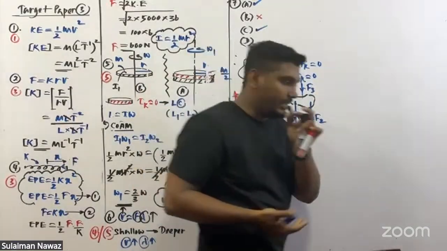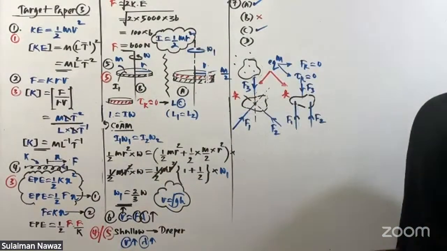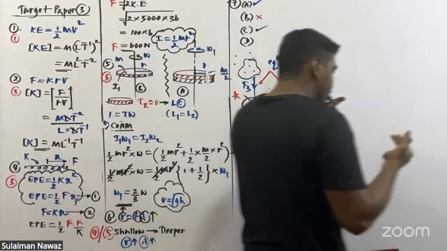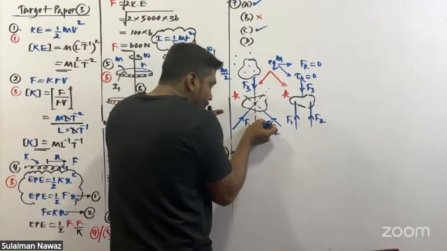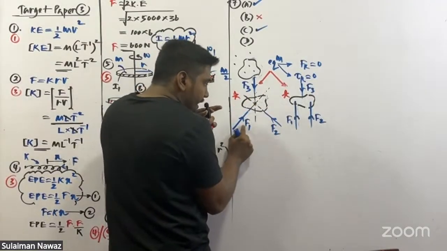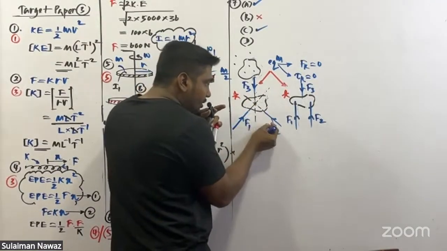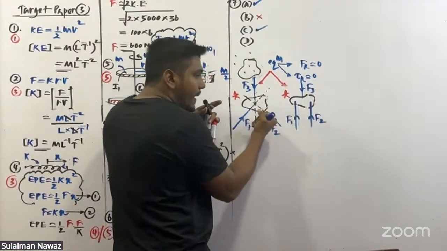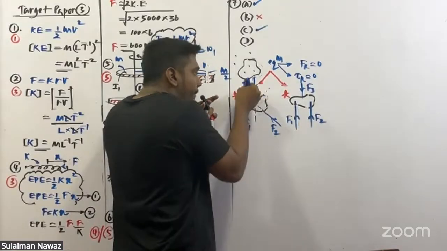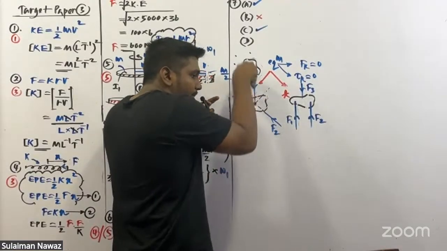That's correct, right? The resultant of any two forces must be equal to the magnitude of the other force. For example, when you consider F1 and F2, the resultant force of F1 and F2 must be equal to the magnitude of F3 and opposite.